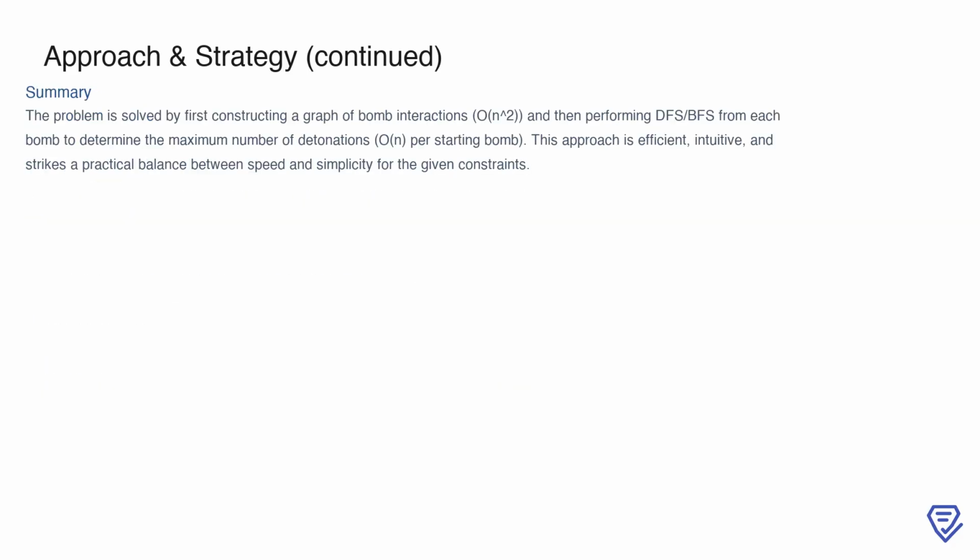To summarize, the solution involves two main steps. First, constructing a graph to represent bomb interactions, which requires O(n²) time, and second, performing DFS or BFS from each bomb to calculate the maximum number of detonations, which takes O(n) per starting bomb. The total time complexity of O(n²) is efficient enough for the problem's constraints, and this approach is straightforward to implement and understand. By avoiding redundant computations and leveraging graph traversal techniques, we achieve a practical solution that balances speed and simplicity, making it well suited to solve the problem effectively.